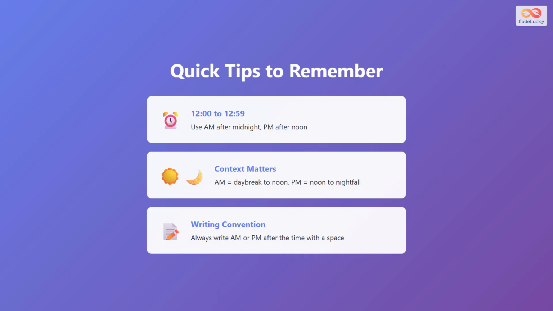Here are 3 important tips to remember. First, for times between 12 o'clock and 12:59, use a.m. after midnight and p.m. after noon. Second, think of a.m. with sunrise and daytime beginning, and p.m. with sunset and evening beginning. Third, always write a.m. or p.m. after the time with a space between them. This helps make the time clear and easy to understand.